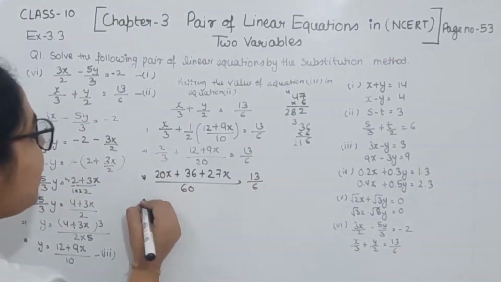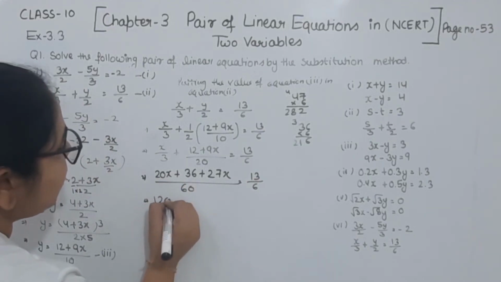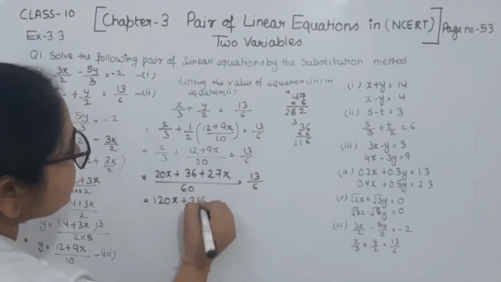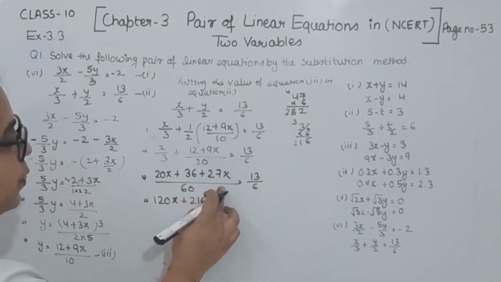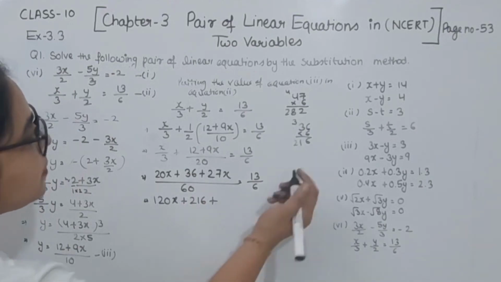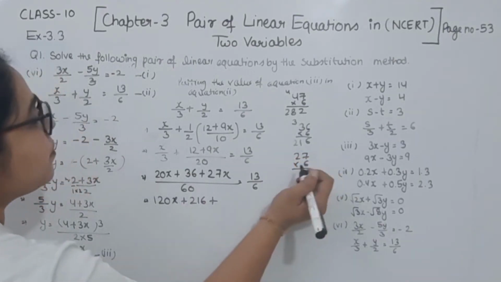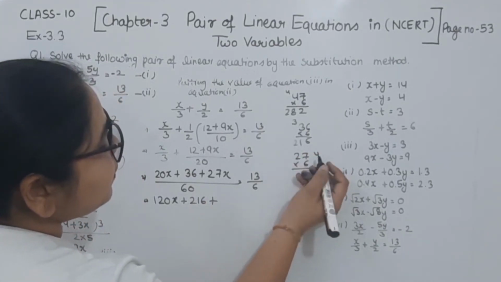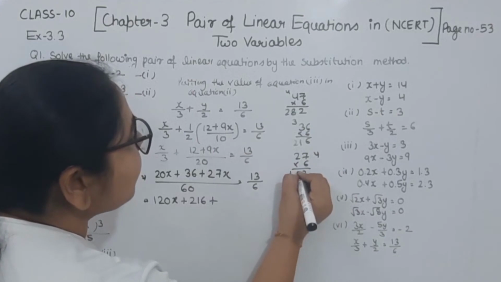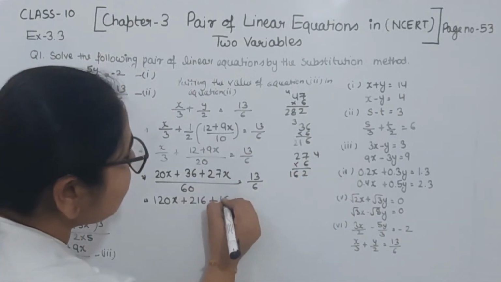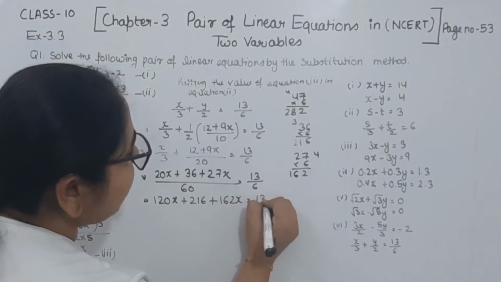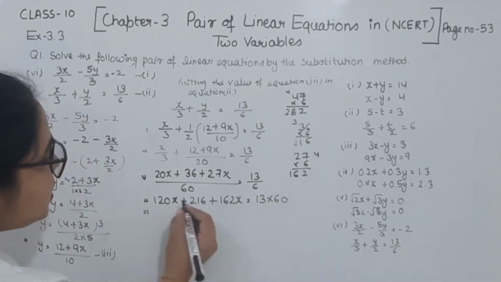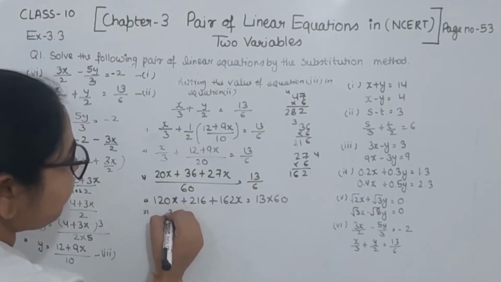Now we will cross multiply. So this one we are having 6 2s are 12, 120x plus 36 multiplied by 6 we will have as equal to 216, and this one we are having is the 27 multiplied by 6. Now multiply this one. 6 7s are 42, carry 4, and 6 2s are 12, 12 and 4 we are having as equal to 16. So this one we are having 162x, and here we will have 13 multiplied by 60.